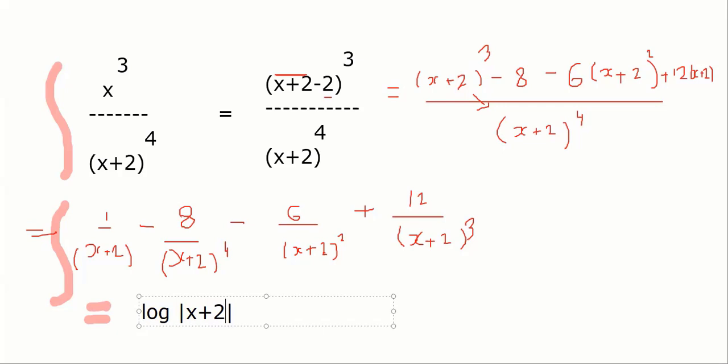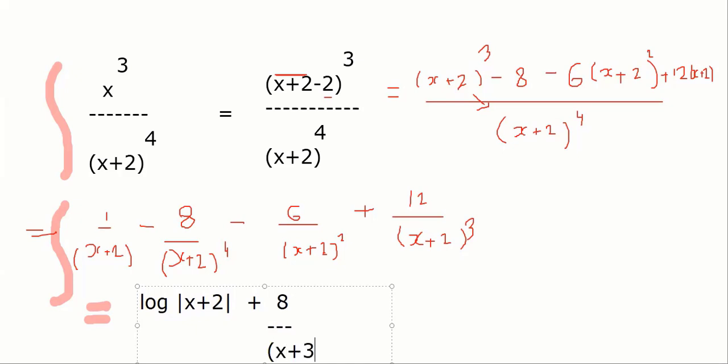What is the integration of minus 8 over (x plus 2) to the power 4? It is like x to the power minus 4 is there, right? So minus 4 plus 1, so minus 3. It becomes what? Plus 8 over 3 times (x plus 2) to the power minus 4 plus 1, that is minus 3. So (x plus 2), and here 3 will also come, right everybody?